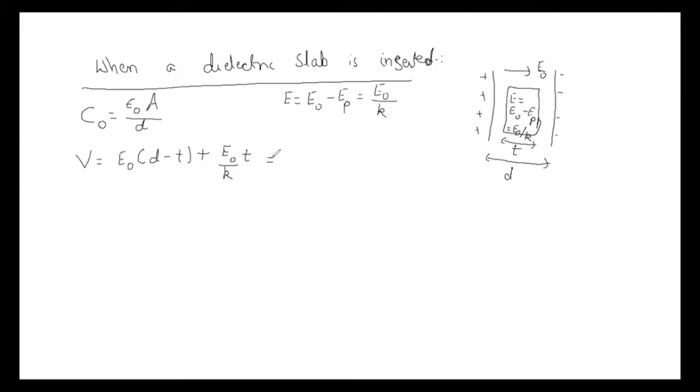Again in the same way we'll find out. E naught is sigma upon epsilon naught. Take this E naught common. What do we get inside? D minus T plus T upon K. E naught we have taken outside, which is equal to sigma upon epsilon naught. And this sigma is the surface charge density, which is charge per unit area. Let the area of the plate be A. So V is equal to Q upon A epsilon naught into D minus T plus T upon K.